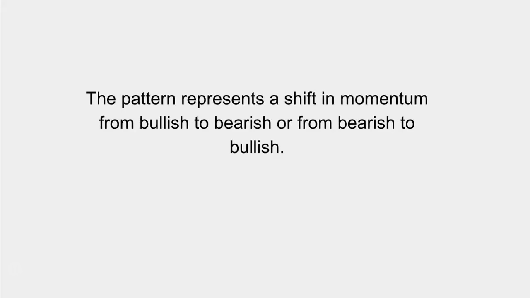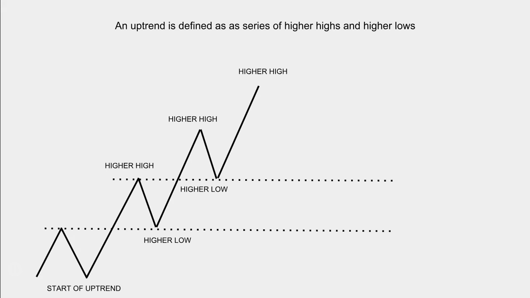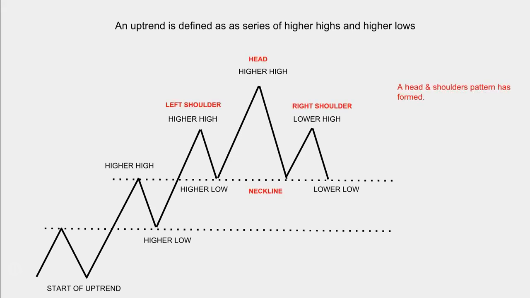The pattern represents a shift in momentum from bullish to bearish or from bearish to bullish. An uptrend is defined as a series of higher highs and higher lows. Once a lower high and lower low are made, it indicates that the momentum has begun to shift. A head and shoulders pattern has now formed. A break of the neckline suggests that the bullish momentum has gone and the bears have begun to take over.